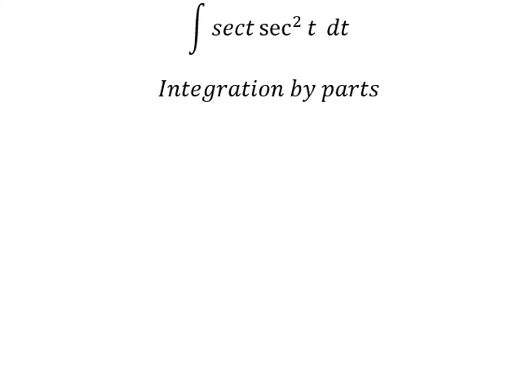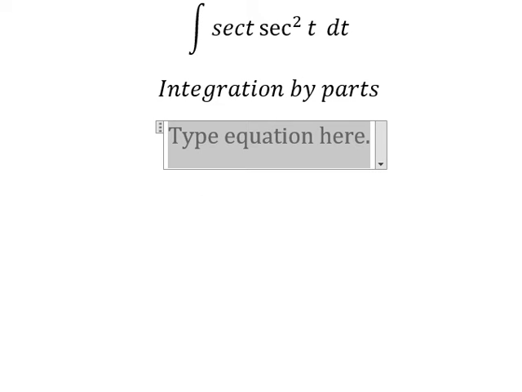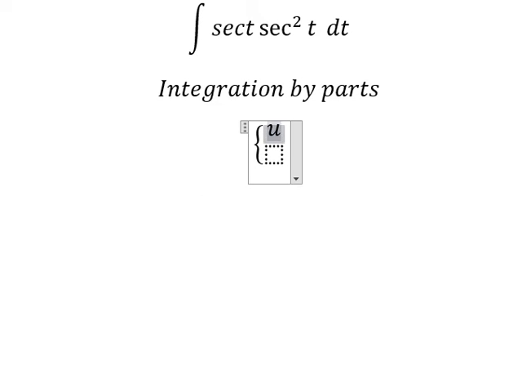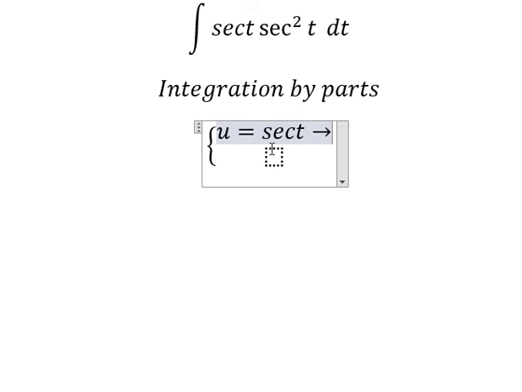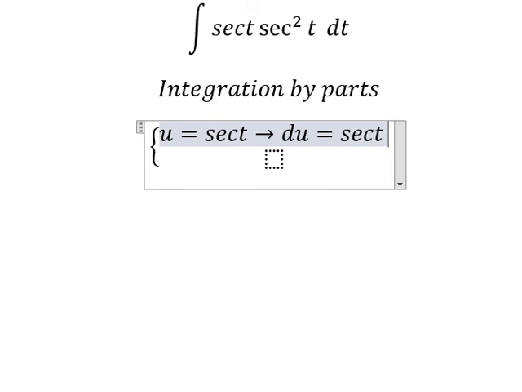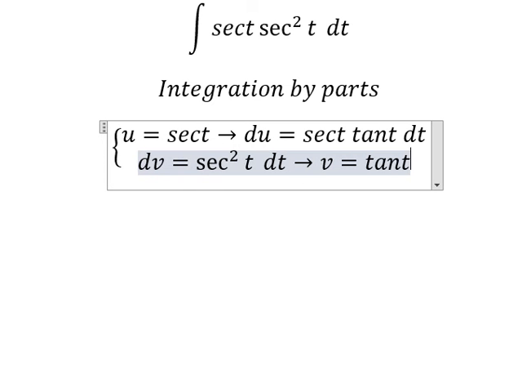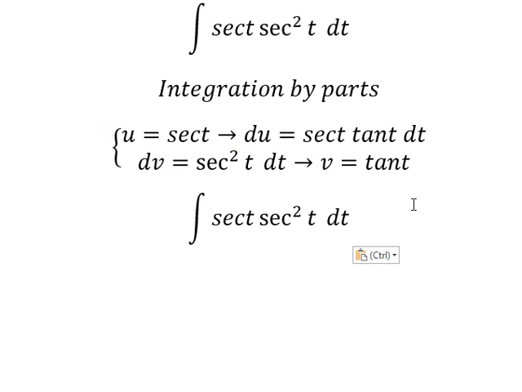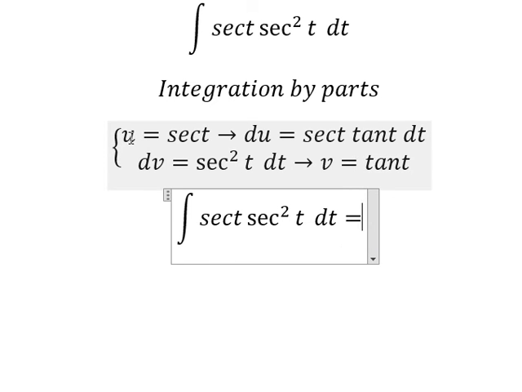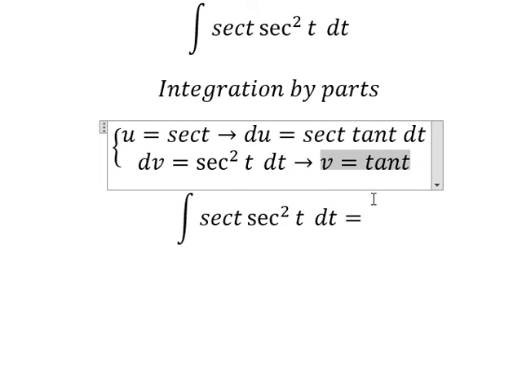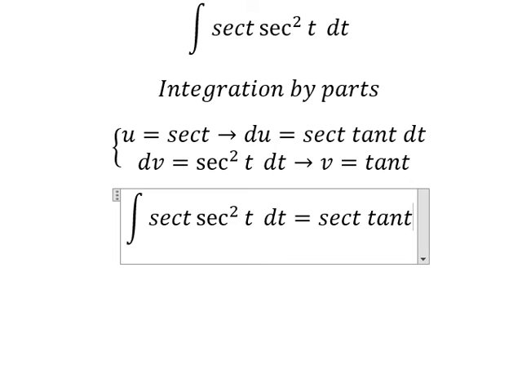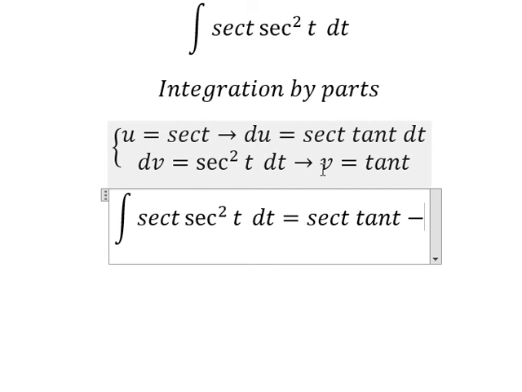So I will put u equals secant of t. If I take the derivative of both sides, you get du equals secant of t tan t dt. dv, we have secant of t squared dt. The integration of this one, you get v equals tan t. So we have u multiplied by v, so we have secant of t tan t minus the integral of v du.